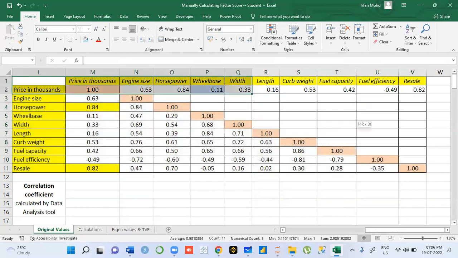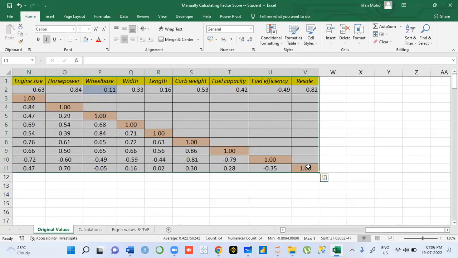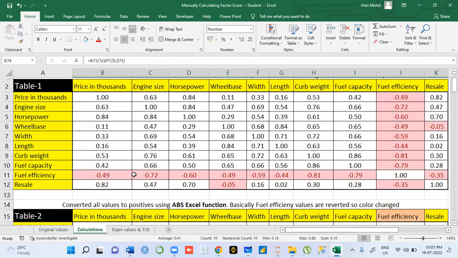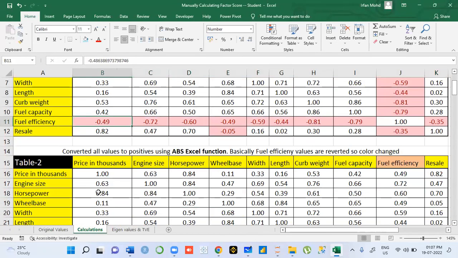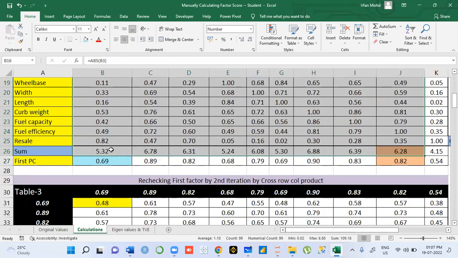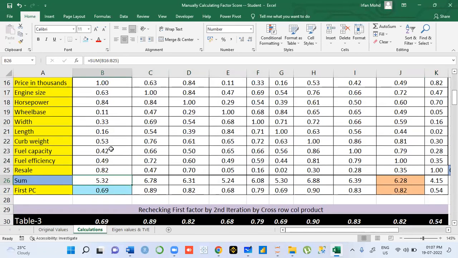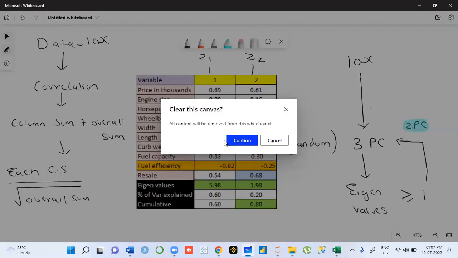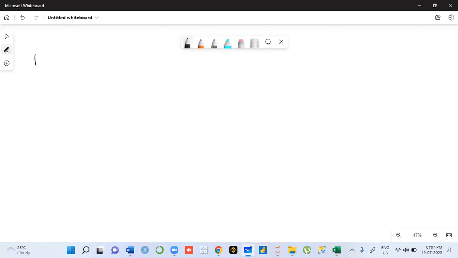I compute correlation 1. Correlation clear? यस सर. After computing correlation, what I do? Wherever there is a negative, I convert to positive. ये clear हो गया? यस सर. I compute column sum. This clear? यस सर. Okay. I write hashtag creating Z1.